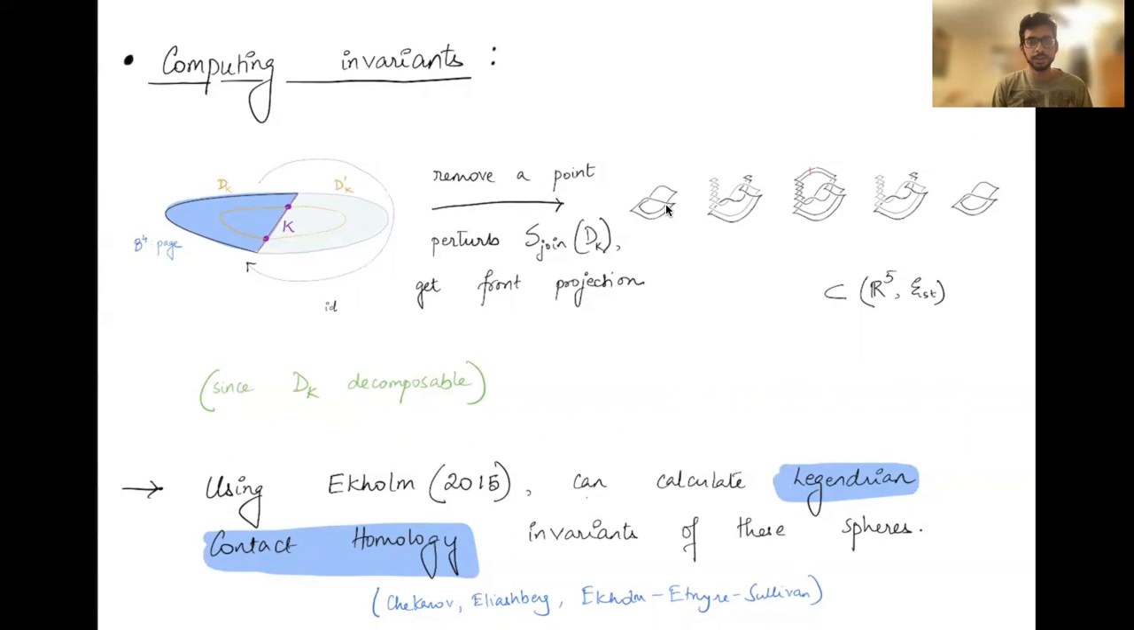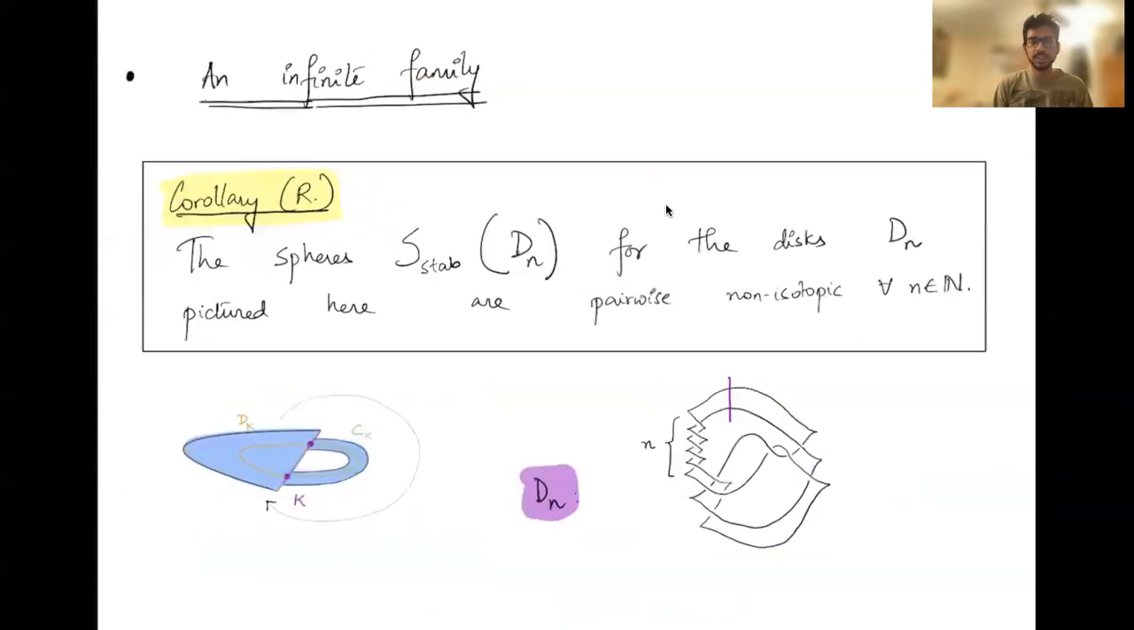So once we can compute these invariants, we're actually able to show that this gives an infinite family of Legendrians in 5 dimensions. So we show that the stabilizing spheres corresponding to these particular disks, if you keep adding twists along here, they're all pairwise non-isotopic, and so that gives us an infinite family of Legendrian spheres in the standard contact sphere.